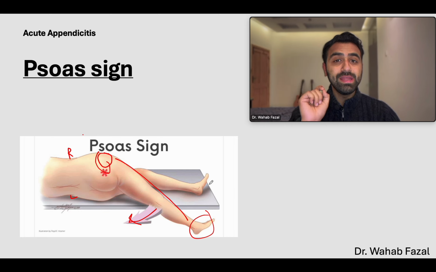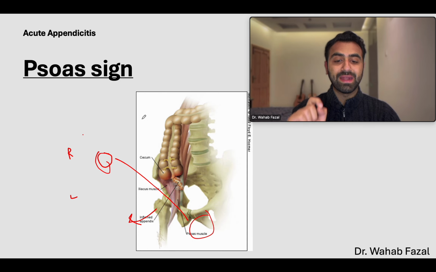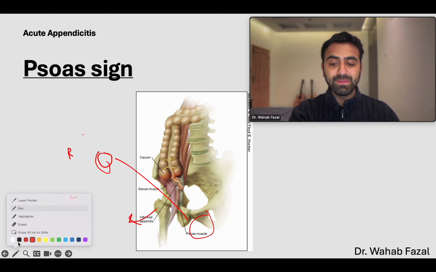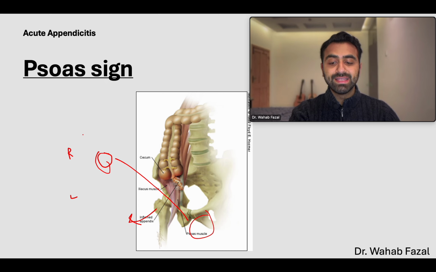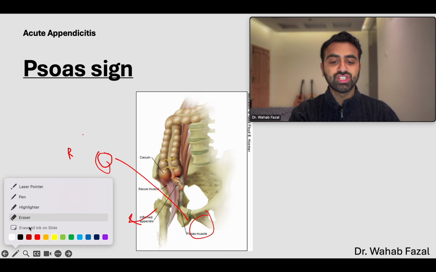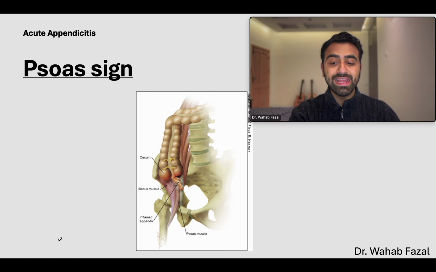This does not only signify that the patient might have appendicitis, it tells you something else as well. It tells you the possible position of the appendix. And what could that be? That means that this appendix is now attached to the iliopsoas muscle. And remember, the iliopsoas muscle is behind the cecum.